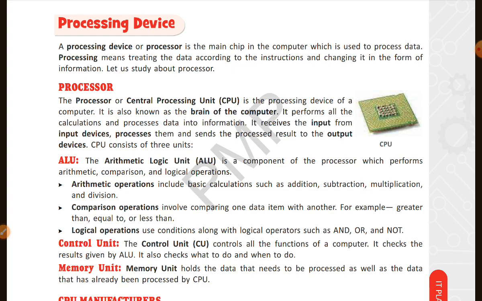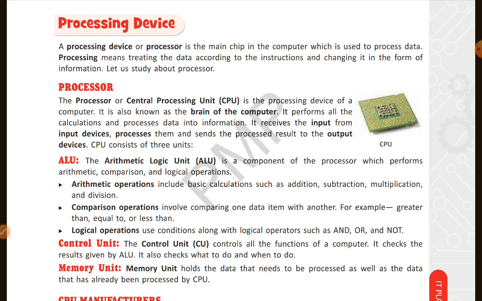Here we have given the flow of the data. Input device gives the data in the form of input, the processor processes this type of data and then sends it to the output device to show the output. CPU consists of three units. Now let us see the three units of CPU or central processing unit.